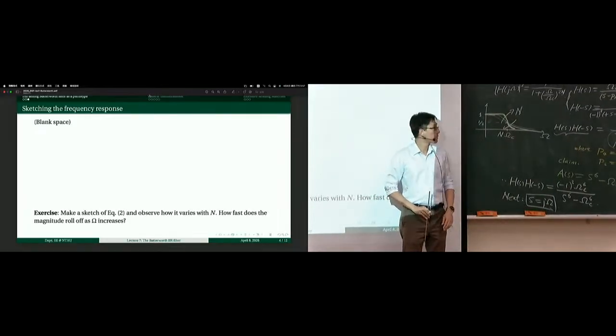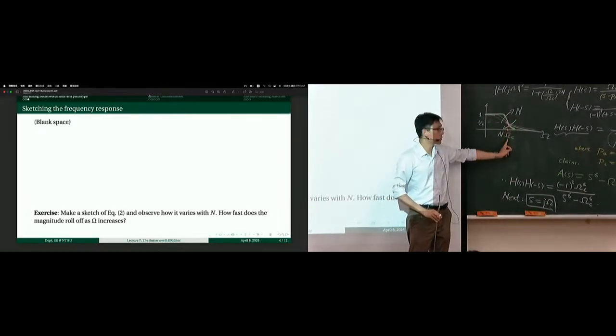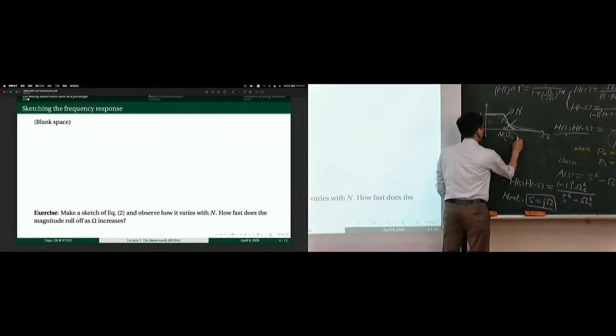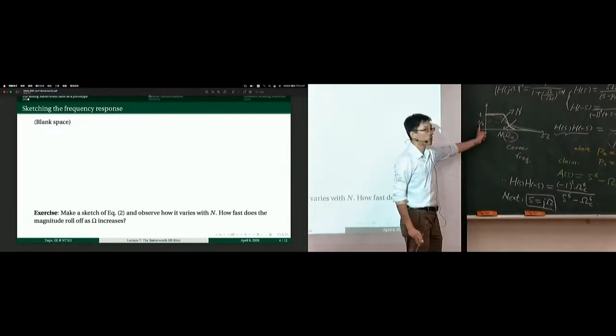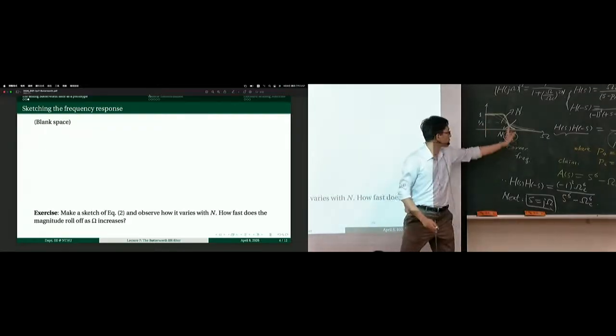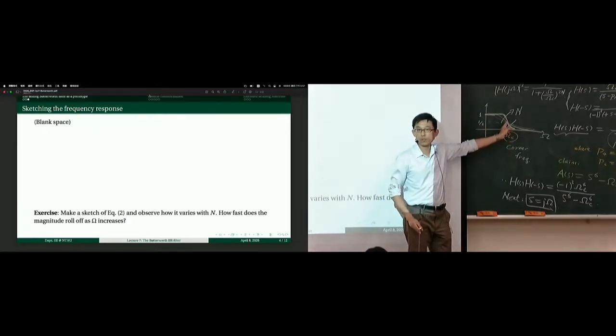And the corner frequency is always this. This is the corner frequency, at which the gain is 1/2. The gain magnitude square is 1/2. That's an anchoring point, a point that does not change.